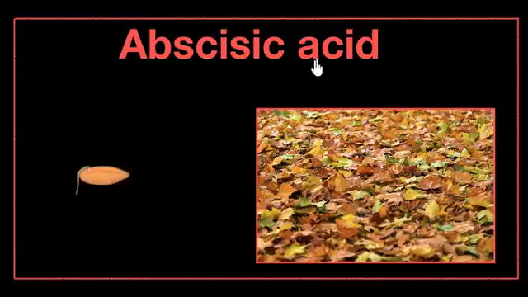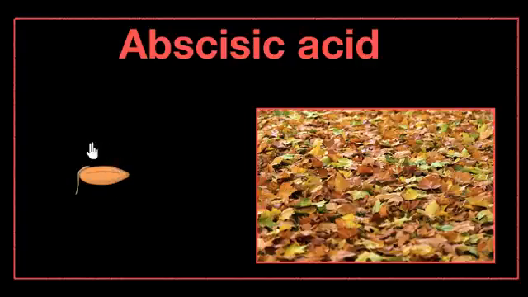Another job as a growth inhibitor can be seen in seed germination. If there's a lot of abscisic acid found in the seeds, then it will not allow them to germinate. It will not allow them to grow. And you might be wondering, why is this important? This is important because we need to make sure when the seed germinates, it's in the right condition.